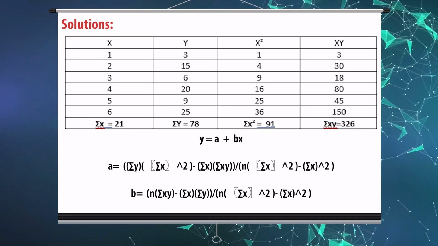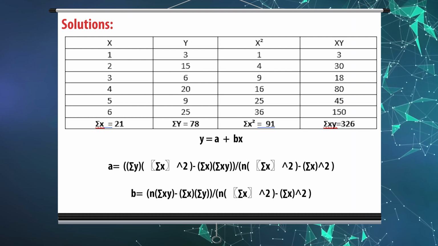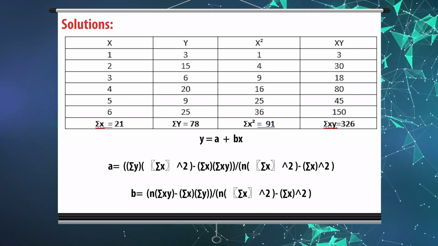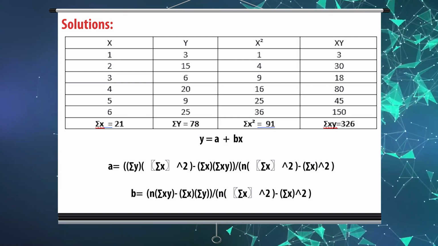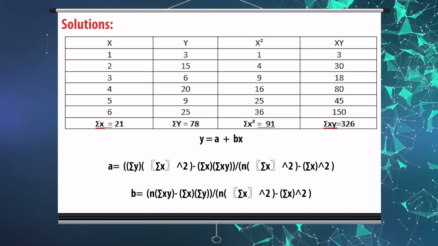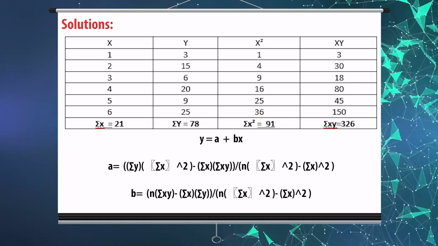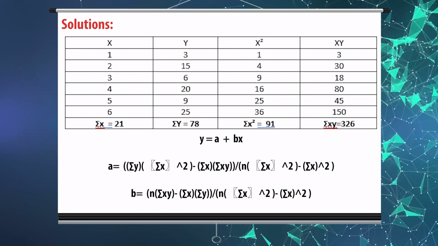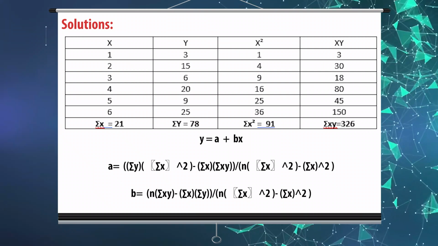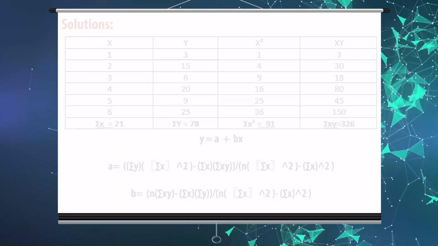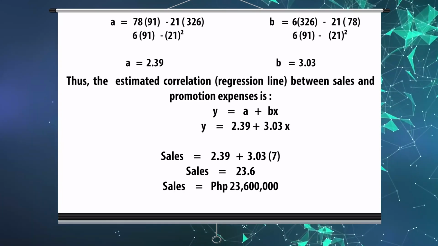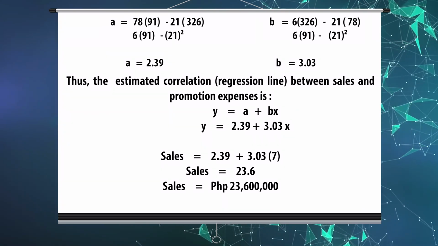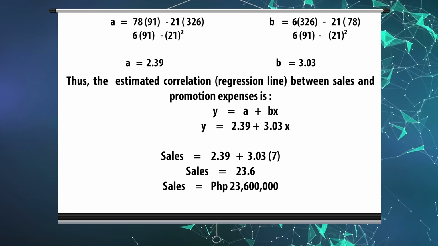After which we are going to get the summation. The summation of x is now equal to 21, the summation of y is 78, the summation of x raised to the power of 2 is 91, and the summation of the product of x and y is 326. Now, using the equation y = a + bx, where the formulas for a and b are shown, we are able to get the value of a, which is equal to 2.39, and b, which is equal to 3.03.